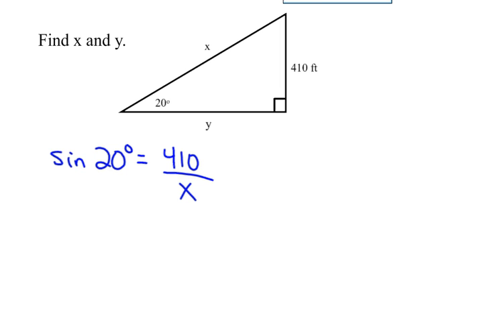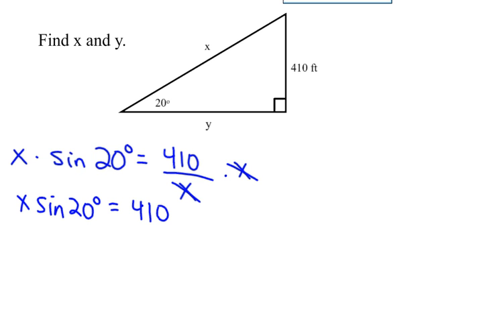Now we have a simple algebra equation that we can solve for x. When we look at this equation, the x is currently in the denominator. So we need to get it out of the denominator so that we can solve for it. We're going to do that by multiplying both sides of the equation by x. Now on the right side, the x's will cancel out, and that's okay because x is now on the left side of the equation. We have x times the sine of 20 degrees equals 410.